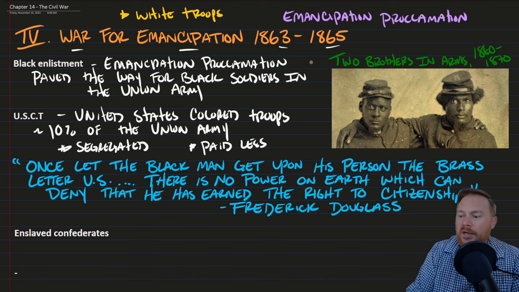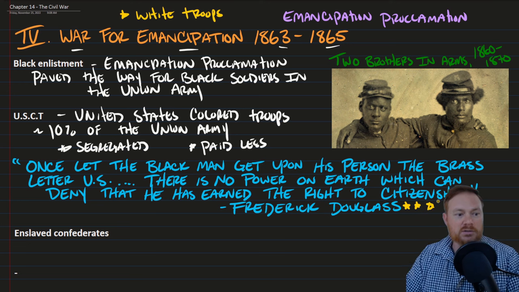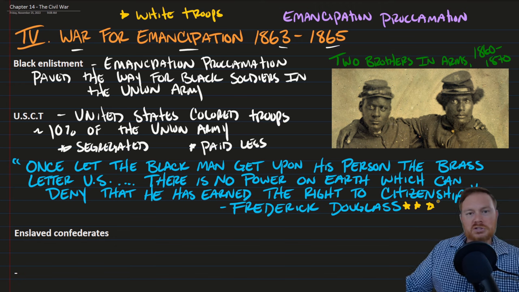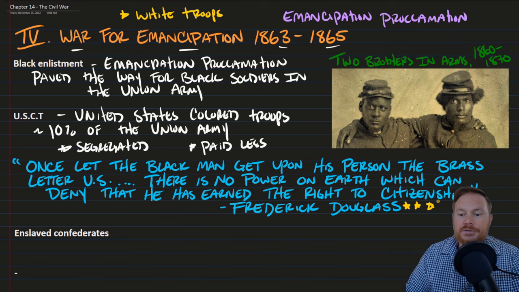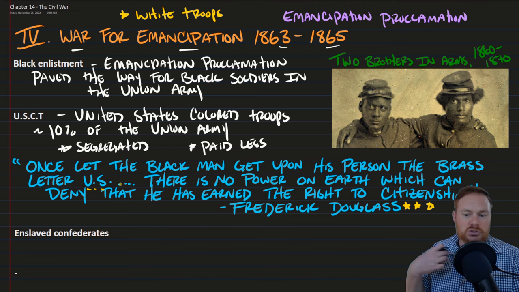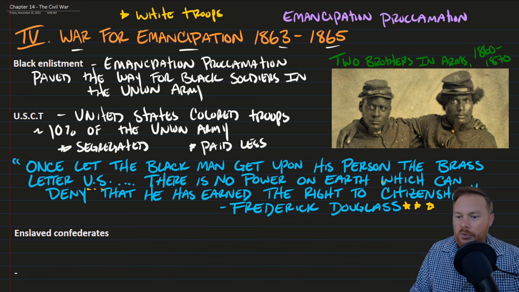The enlistment of Black men was something that some had advocated from the very beginning. In fact, the very famous abolitionist Frederick Douglass, who had somewhat regular correspondence with Lincoln during the war, was always someone who had encouraged Lincoln to enlist Black men. From Douglass's perspective, he had said, look, there's really nobody in the country who has more to fight for than African Americans, given the nature of the conflict. He says, quote, once let the Black man get upon his person the brass letter U.S., which, again, if you sign up to the military, you get the letters, there is no power on earth which can deny that he has earned the right to citizenship. Frederick Douglass.